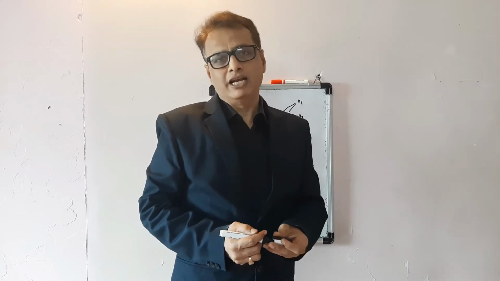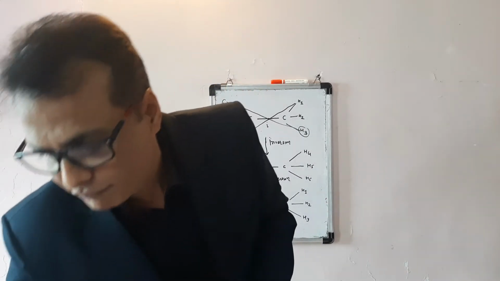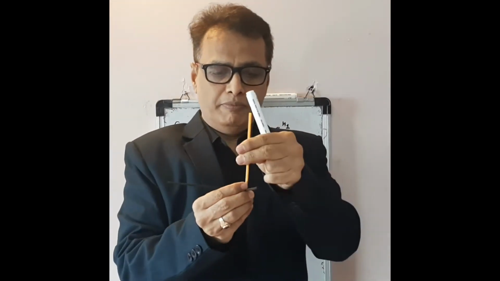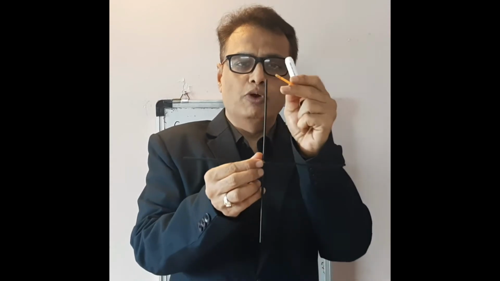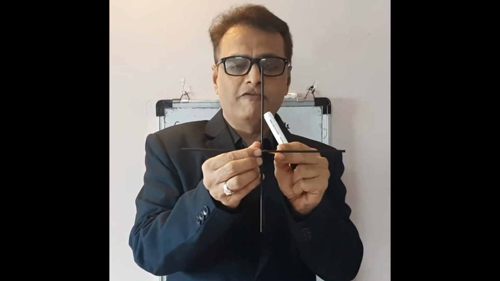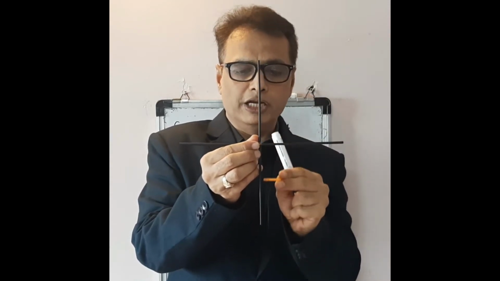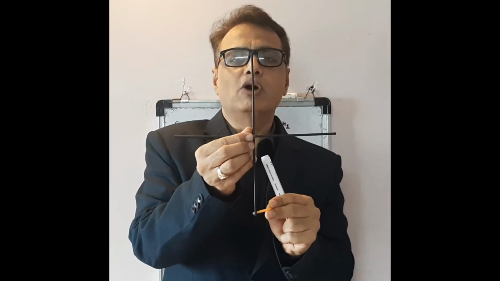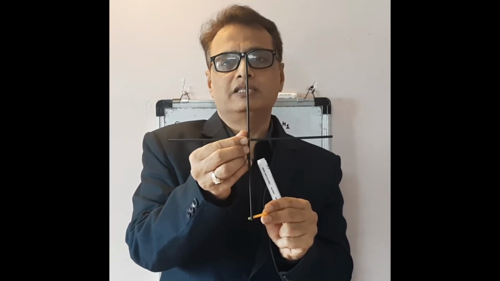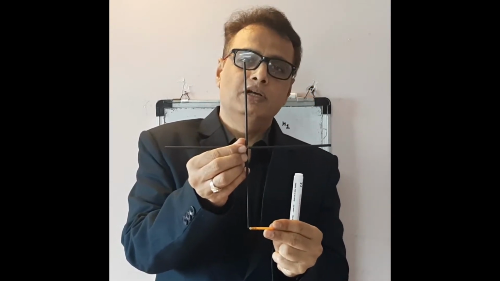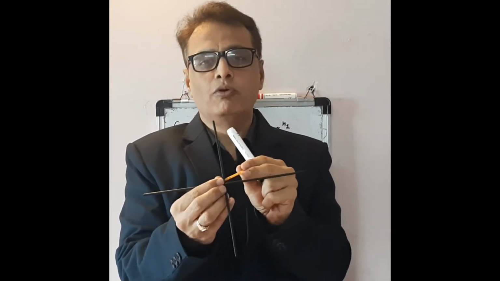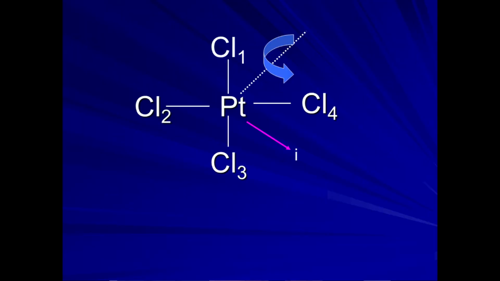PtCl4, N2, and benzene have center of symmetry. This is PtCl4. Platinum is placed here. This is Cl, second Cl, third Cl, and this is fourth Cl. If in a molecule, a straight line drawn from every atom to the center of the molecule and continued in the same direction encounters an equivalent atom at equal distance, here there is a Cl atom, and here you will get a Cl atom. So we can say that PtCl4 has center of symmetry.